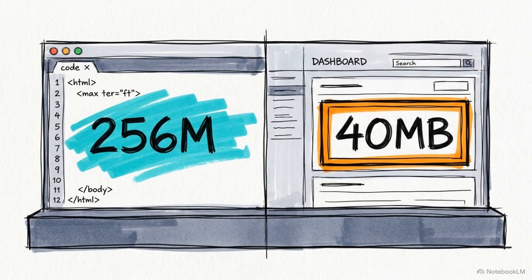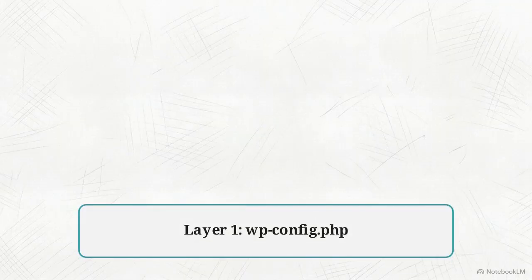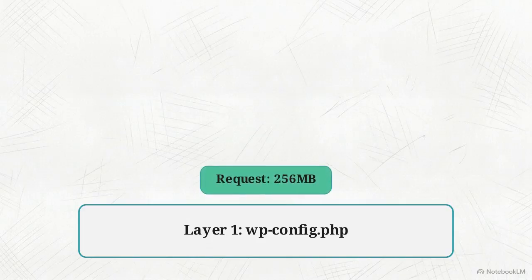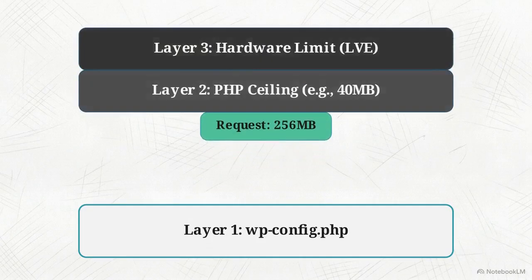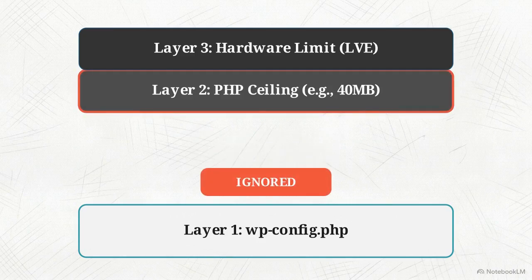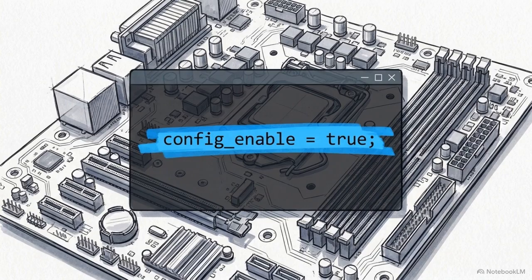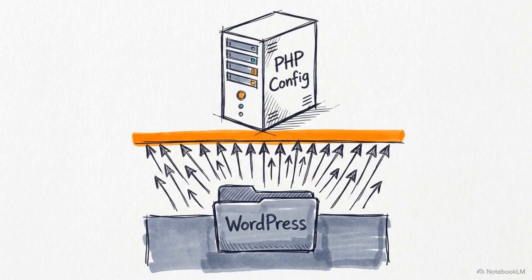If the number remains stuck at 40 megabytes, your edit didn't fail. It means a higher-level server limit is actively blocking your request. This is Layer 1. Your wp-config file acts purely as a request to the server to allocate more memory. It is not an authoritative override, and the server will ignore it if a stricter ceiling is in place. That stricter ceiling is Layer 2, the PHP memory limit.